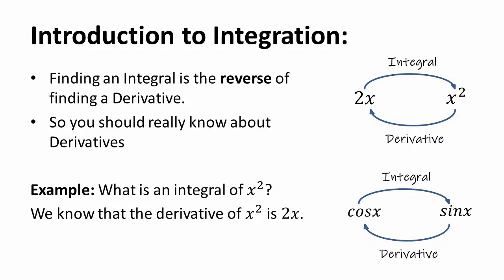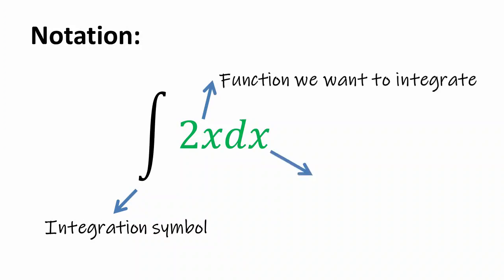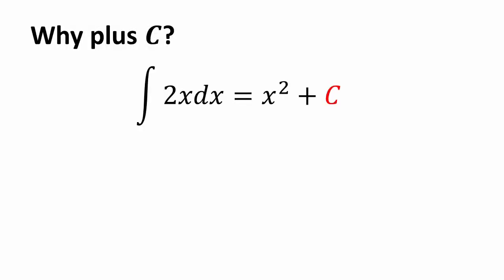Now look at the example, integration of 2x dx. Here 2x is the function we want to integrate, this is the integration symbol, and dx means integration with respect to x. Why do we write plus c? The integration of 2x dx is equal to x square plus c. If we again take the derivative of this function x square plus c, then we will get the result 2x, because the derivative of x square is 2x, and the derivative of constant c is 0. Here c is the constant of integration.